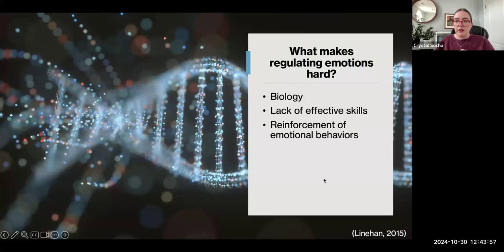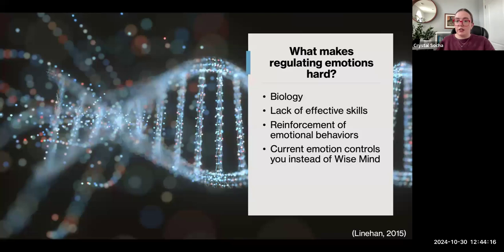Reinforcement of emotional behaviors. So if people only listen and help you when you're very sad or feeling depressed or cry a lot, think about children, it might be very hard for this person to stop being sad. It's hard to change an emotion when people are reinforced regularly.